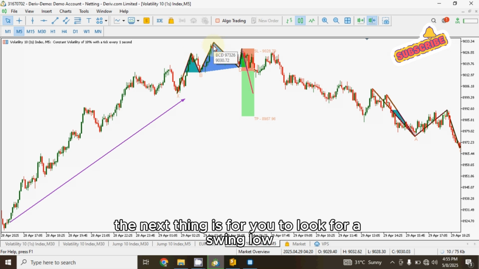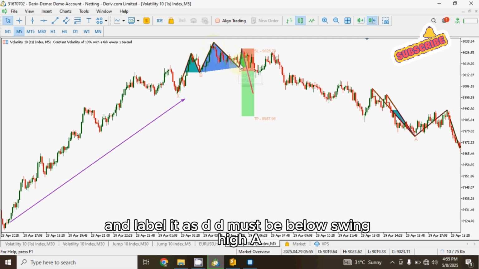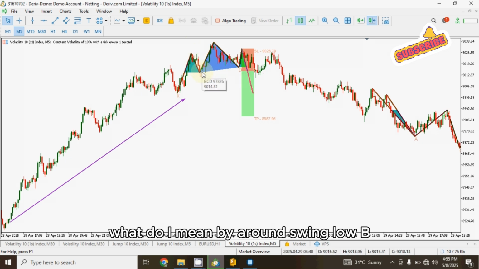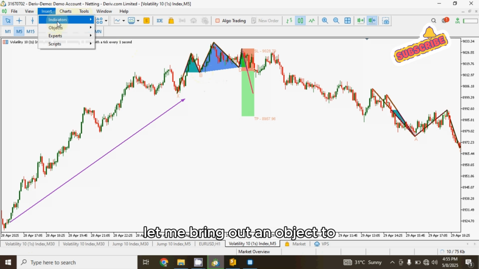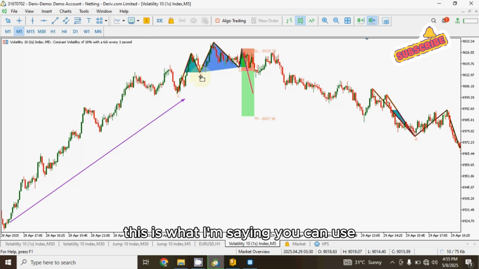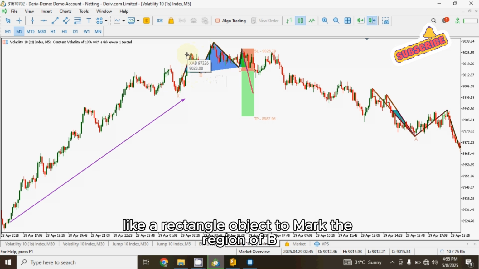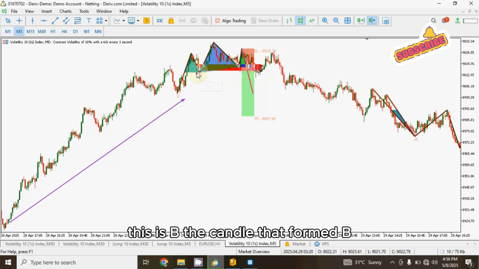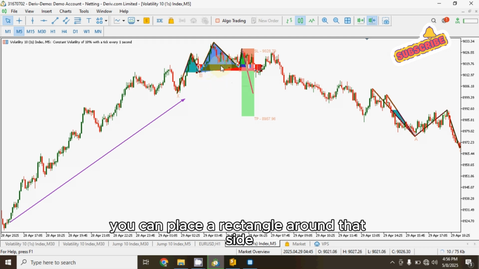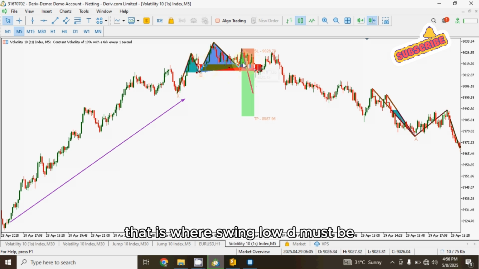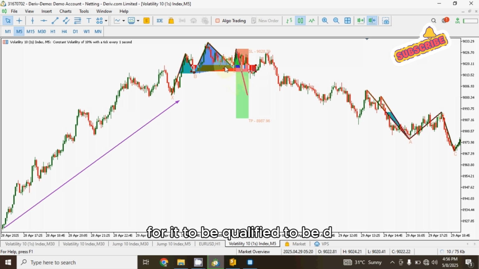The next thing is for you to look for a swing low and label it as D. D must be below swing high A, and it must be around swing low B. What do I mean by around swing low B? Let me bring out an object to display it better for you to see. This is what I'm saying. You can use like a triangle object to mark the region of B. Let's say the region of B, you can see it here. This is B. The candle that formed B, the swing low that formed B, you can see it here. You can place a triangle around the candle, the high price and the low price of the candle. That is where swing low D must be for it to be qualified to be D.